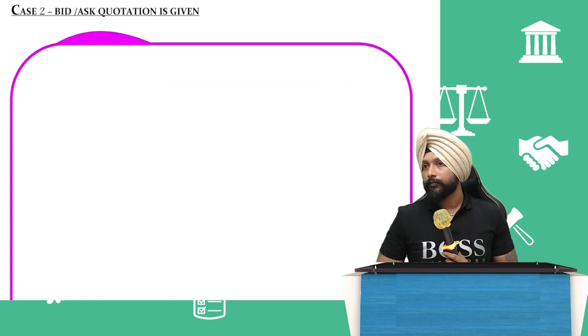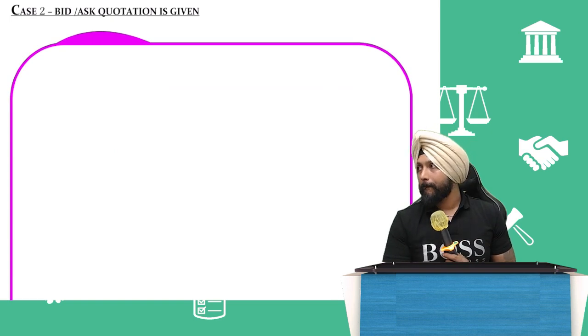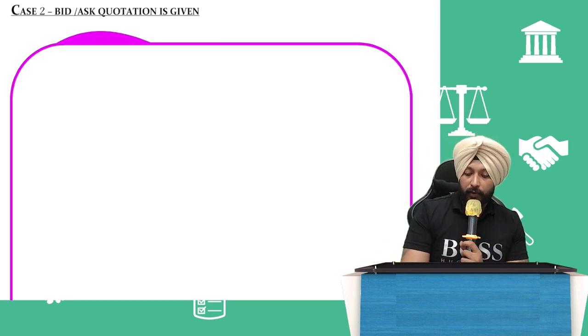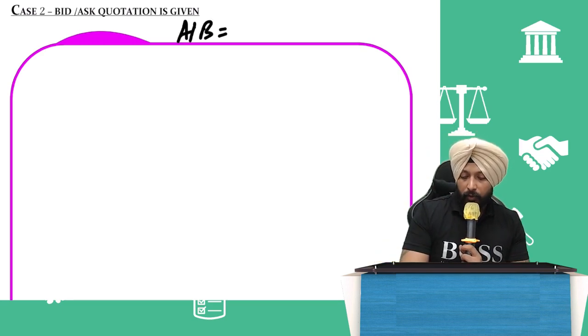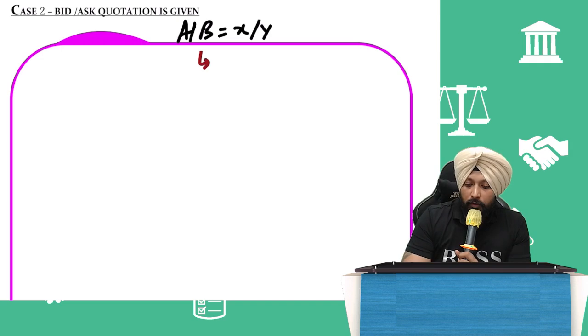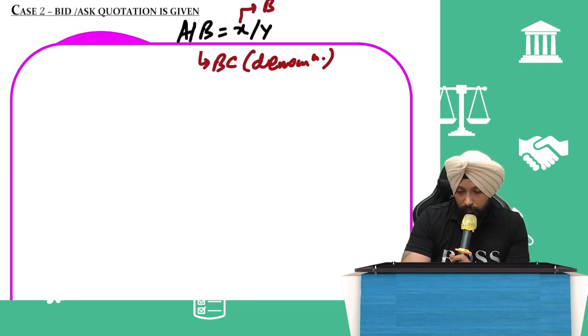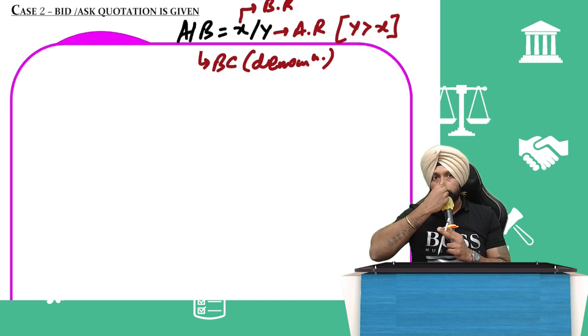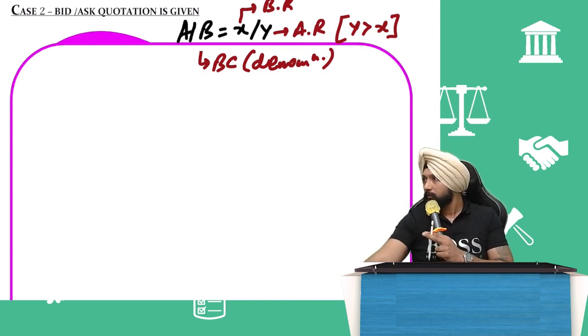Case 2. Bid ask quotation is given. First let me explain, then you will copy. How will the quotation appear? A oblique B is equal to X oblique Y. What do you want? Base currency. And what do you want? It should be in the denominator. What is X? Bid rate. What is Y? Ask rate. And what do you know? Y should be greater than X. This is the normal principle. Nobody will sell you at a lower rate and buy at a higher rate. Bank will charge more from you and give you less. So Y should be greater than X.